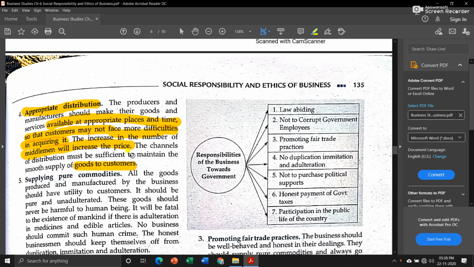Means if they include more middlemen, more agents, more wholesalers and all, then the business will be able to provide their product to the far-flung areas. But it will also increase the price of the good. Since they are spending more on the channel of distribution, they are going to eventually increase the price of the commodity. So what a business has to see is that their chain of distribution should be appropriate, or sufficient enough to make the product available to their customers at a reasonable price.